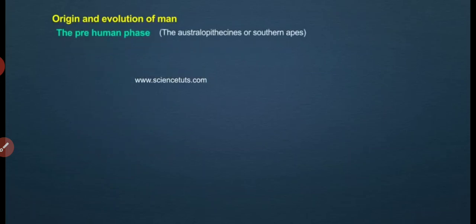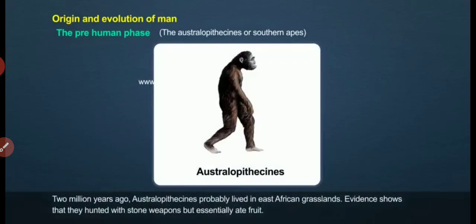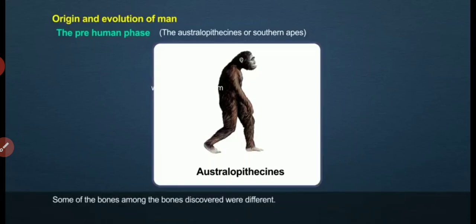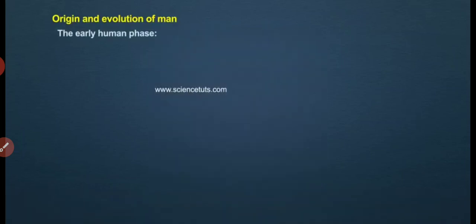The pre-human phase: the Australopithecines, or southern apes. 2 million years ago, Australopithecines probably lived in East African grasslands. Evidence shows that they hunted with stone weapons but essentially ate fruits. Some of the bones among those discovered were different. The early human phase.